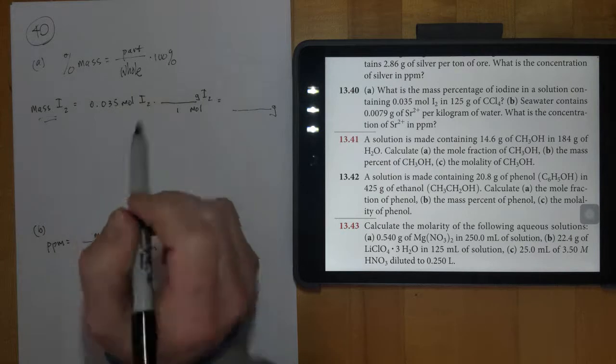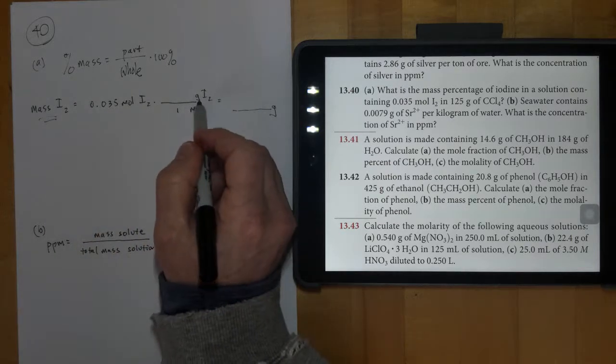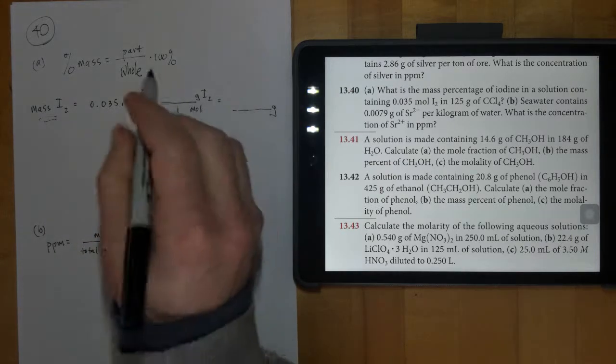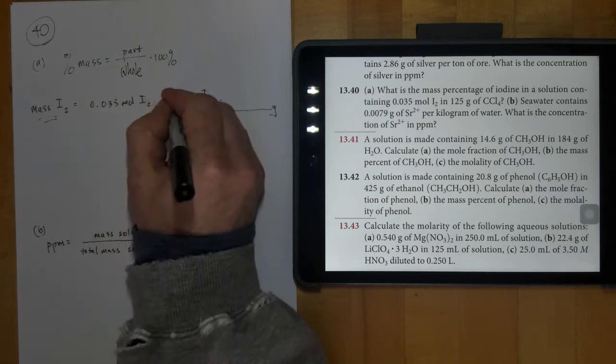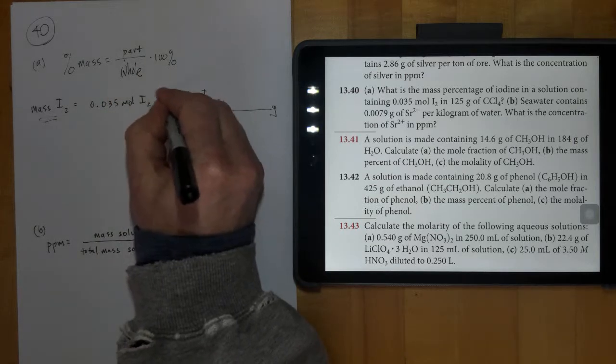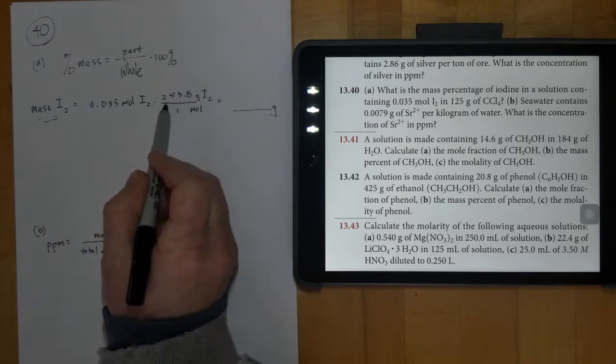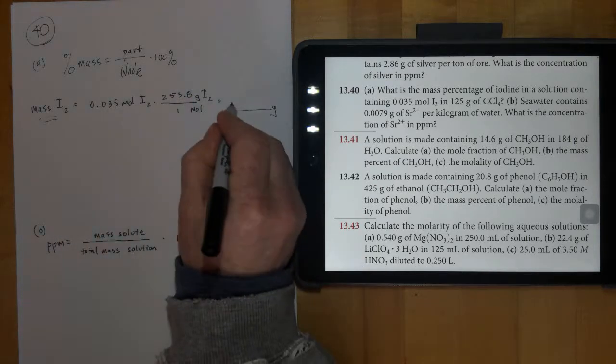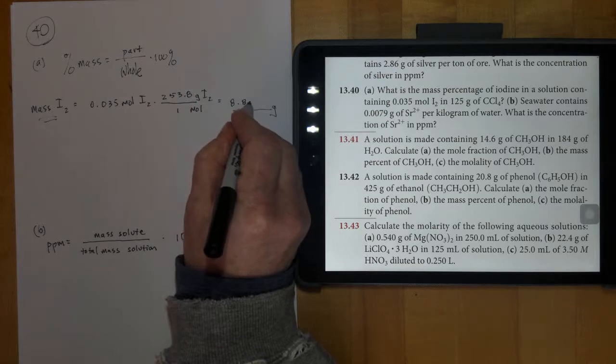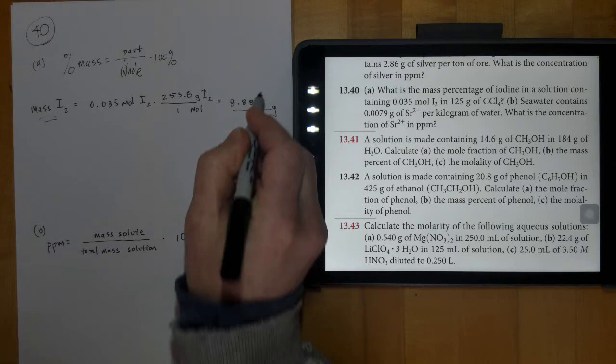So here's our moles right here. We need to add up I2 on the periodic table. And if you add that up, it adds up to 253.8, two iodines on the periodic table. Multiplying those two together, we get 8.883 grams of iodine.